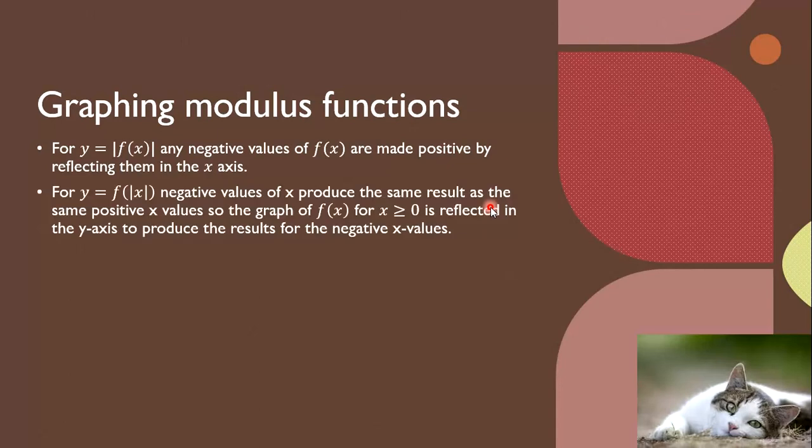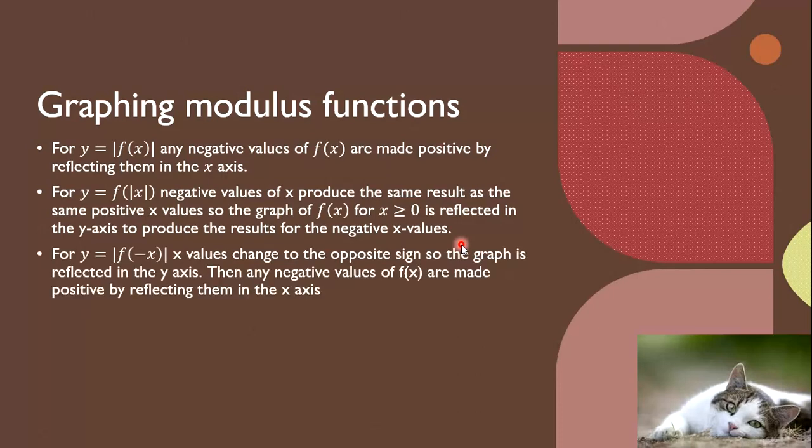For y equals f of the modulus of x, negative values of x produce the same result as the positive x values. So the graph of f of x for x more than or equal to 0 is reflected in the y-axis to produce the results for the negative values. Sounds a bit complicated. It will make more sense when we look at an actual example.